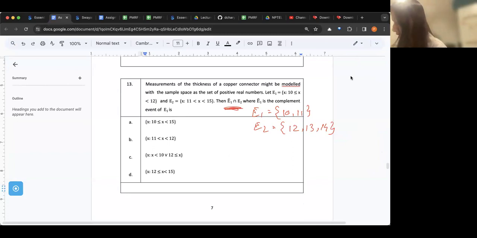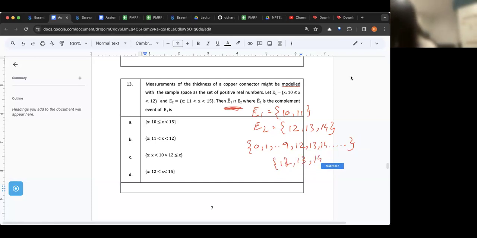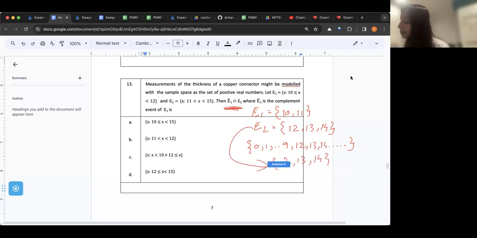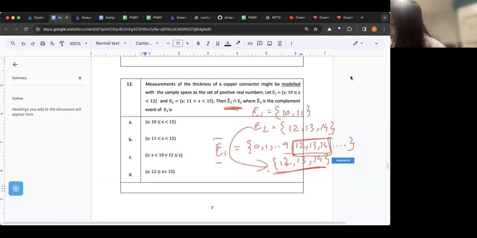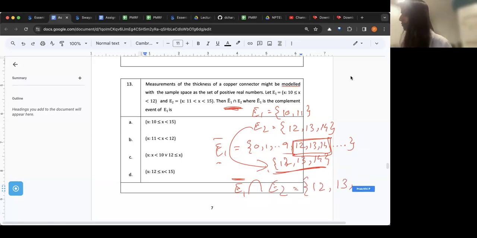Now, what is E1 complement? E1 complement is 0 to 9 and 12, 13, 14, and all the numbers. And E2 is 12, 13, and 14. So what are the common elements between E1 complement and E2? So we have 12, 13, 14 here. We also have 12, 13, 14 here. So E1 complement intersection E2 is equal to 12, 13, and 14.